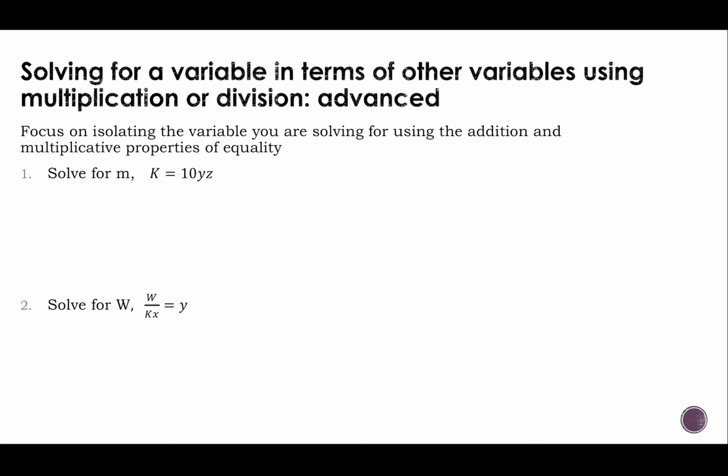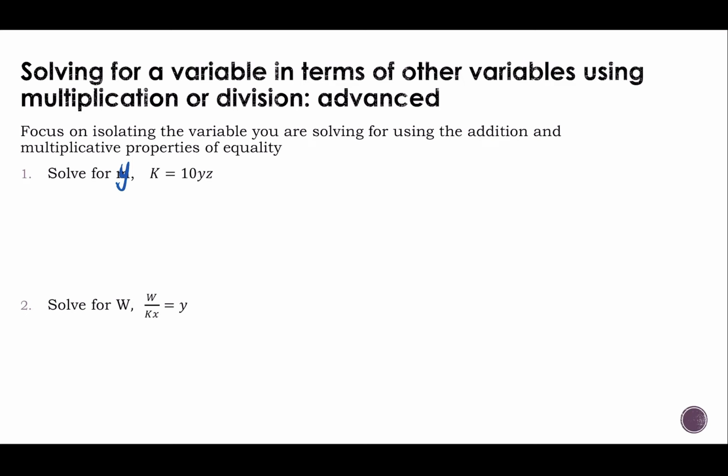So I need to solve for m in k equals 10yz. Okay, well, there's not an m. Oops, how about we solve for y? Again, typo queen right here. Let's solve for y. So I have k equals 10yz.